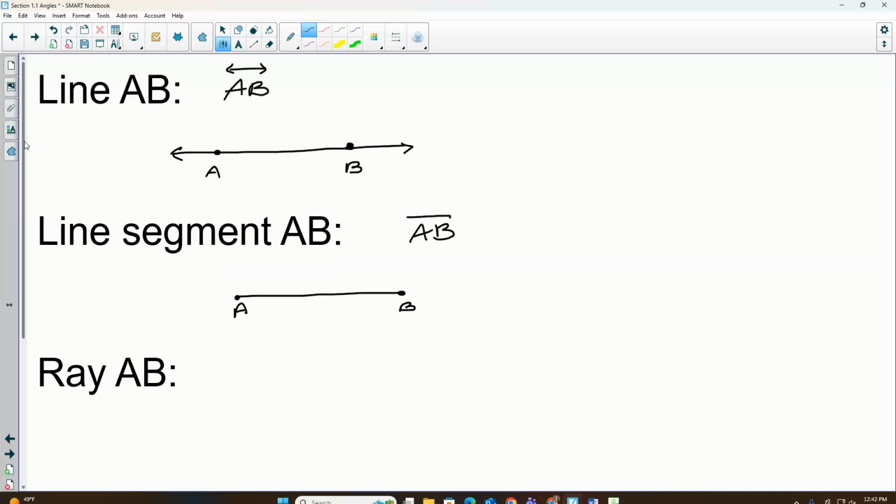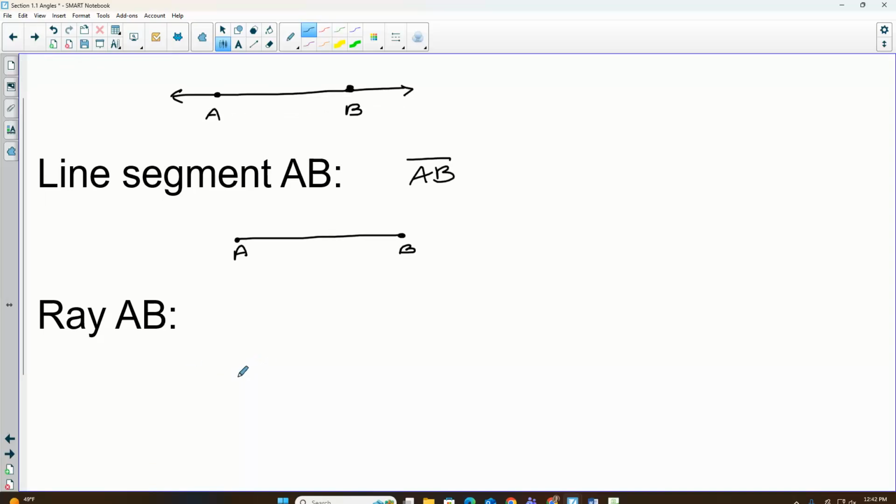What is a ray? Starts at one point. So if I say ray AB, notation-wise, ray symbol looks like this. So that says it starts at A and it goes through point B. What if I said ray BA like this? It would start at B and go through A. So rays are the only ones where the order matters because one has an endpoint and one keeps going.